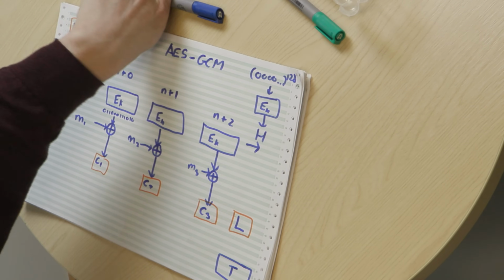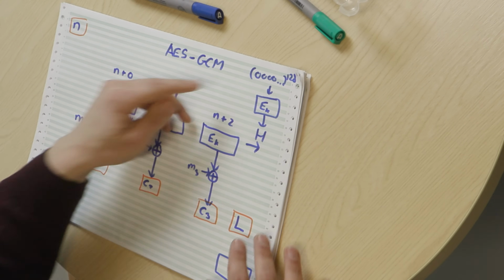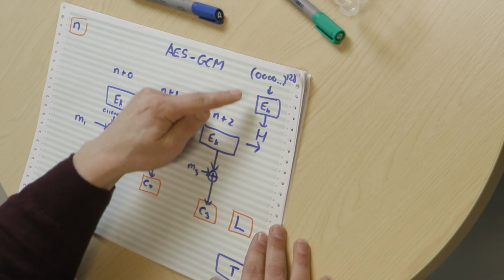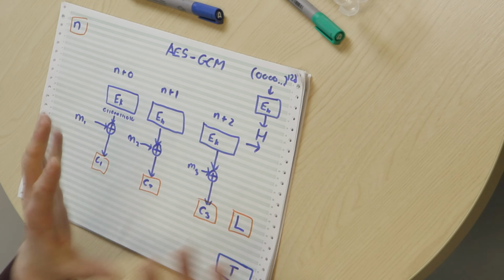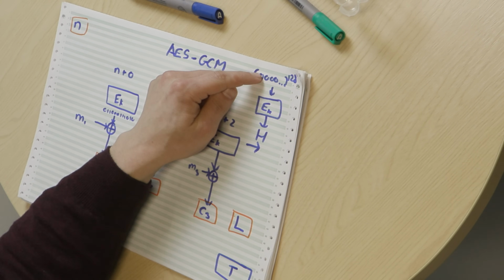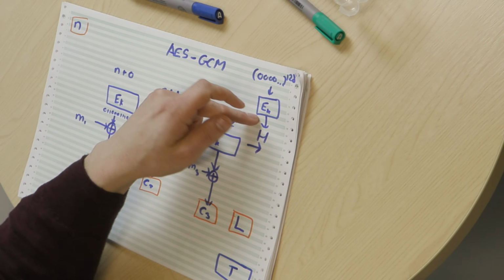Now that hash key is a secret. It's deterministically generated from our encryption key because it's just encrypting all zeros. But remember, AES is very good. So when you encrypt all zeros, you're unlikely to get all zeros back again. You're going to get something random looking.